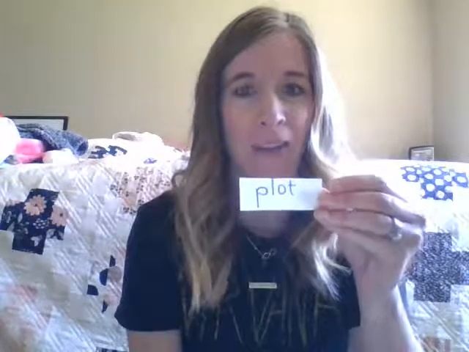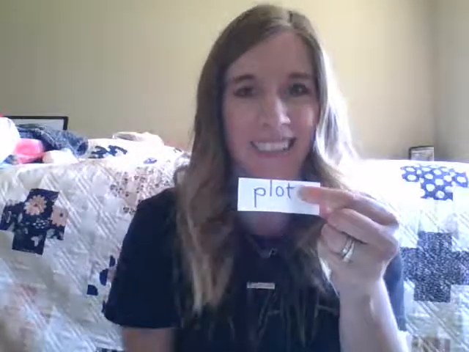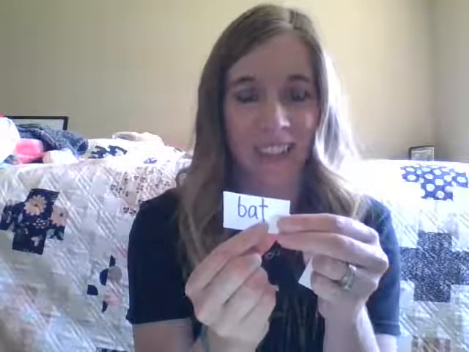How many consonants do you see at the end of each word right after the vowel? What about on plot? How many consonants? There's just one. What about on bat? There's just one. The same with those other words that we talked about.